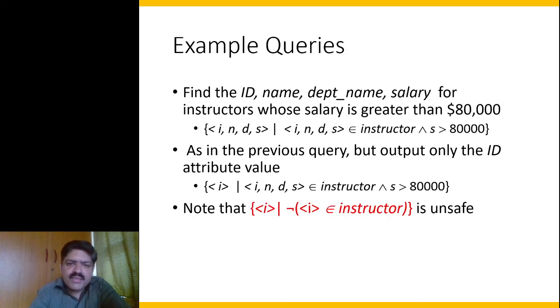Let's take some examples. Let's say I'm interested in ID, name, department name, and salary from instructor, such that salary, which is S, belongs to salary, S is greater than 80,000. So this is how I would write a domain relational calculus expression.